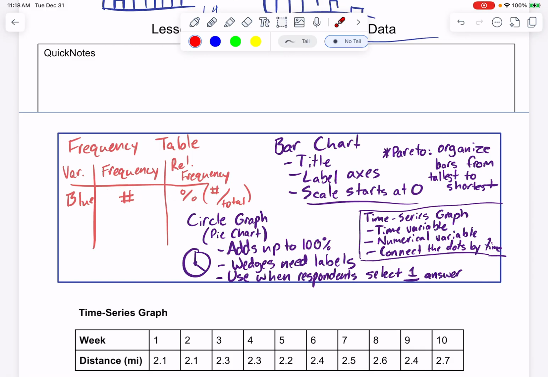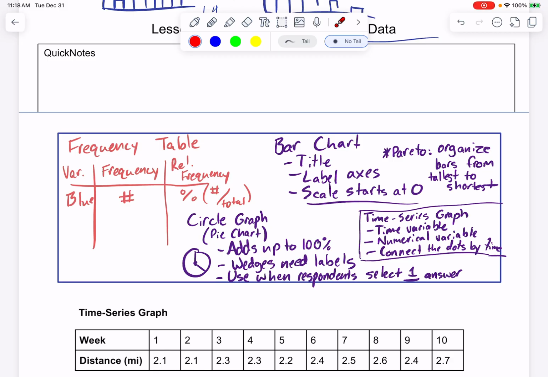Now, say I ask 30 people, and 15 people liked blue out of those 30 people. Well, I can get my relative frequency by taking that number divided by the total. So instead of having just, 15 people liked blue, I can take 15 over the total amount, and I can see that 50% of the class likes blue.